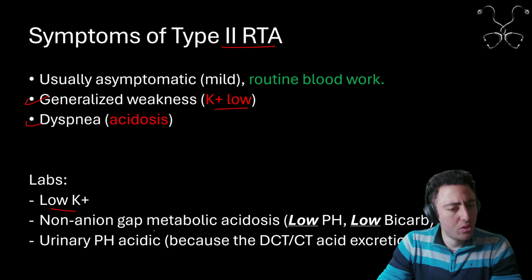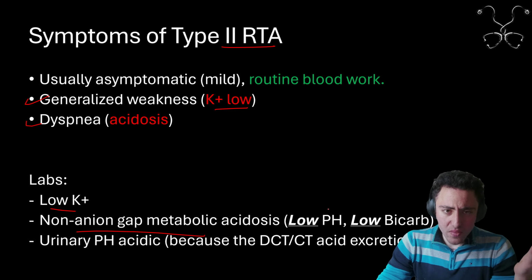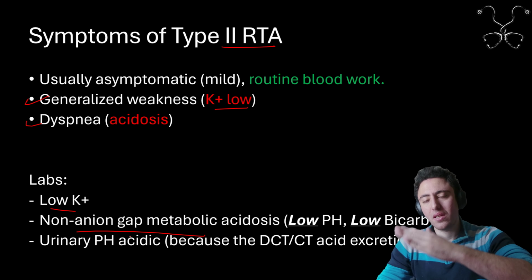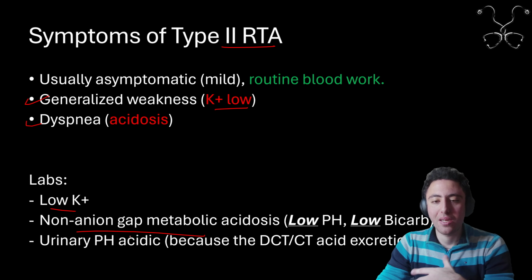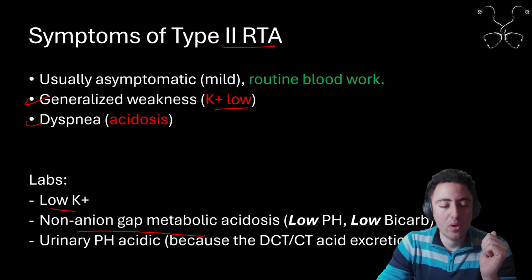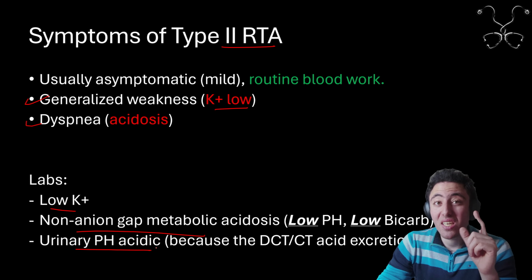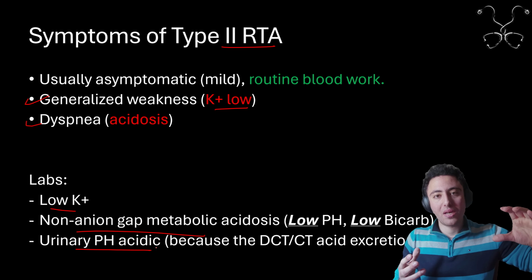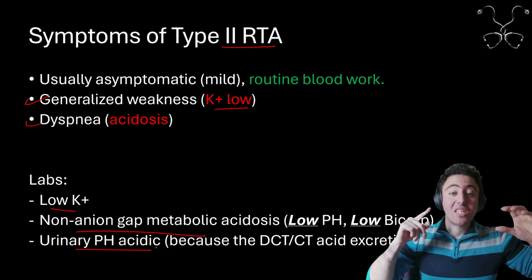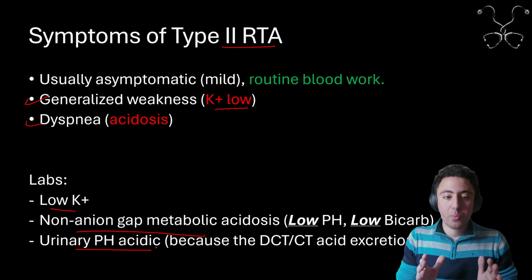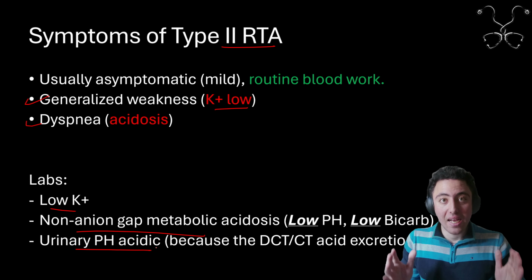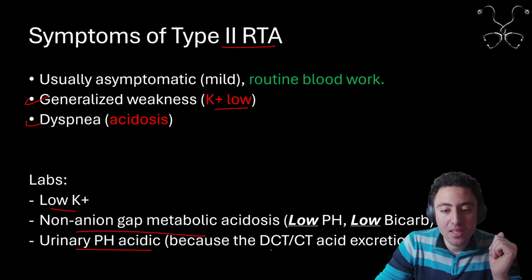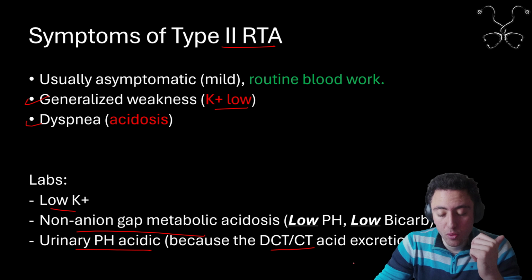Non-anion gap metabolic acidosis. We just discussed that, of course. The patient has low bicarbonate, is losing bicarbonate in urine. Of course, the organic acids in the blood that are normally created by the body are going to accumulate. So the patient will present with acidosis. Urinary pH is acidic. Why? Because he's excreting acid. Yes, he is losing a lot of bicarbonate and he has more acid, but he also excretes the acid. So the urinary pH will be acidic, as it's supposed to be in acidotic patients, because the DCT and collecting duct acid excretion is normal.